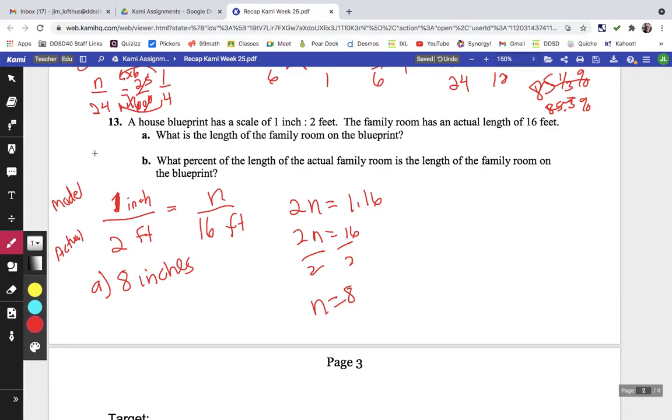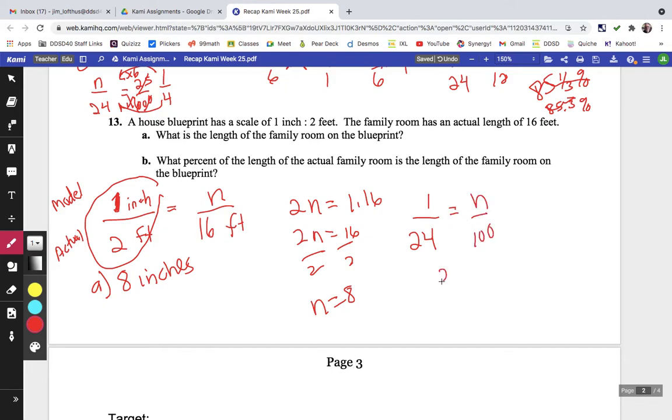What percent of the length of the actual room is the length of the family room on the blueprint? Interesting. We're going to compare 1 inch and see what percent that is to 2 feet. So we can just use the scale. So 1 inch to 24 inches is what we need, so that we're comparing the same units, is equal to what percent?